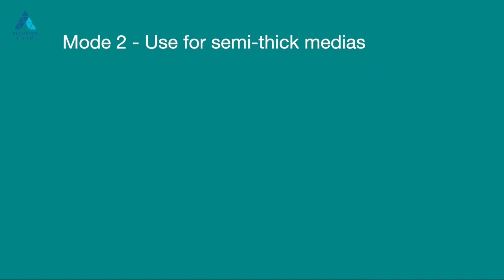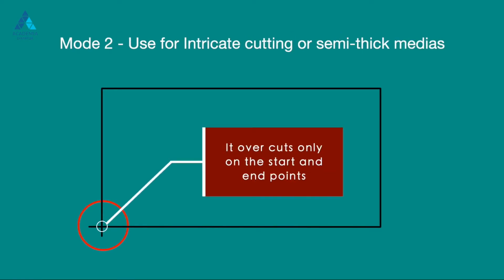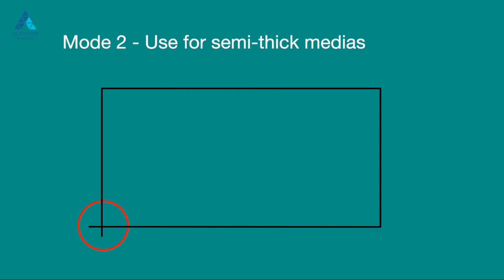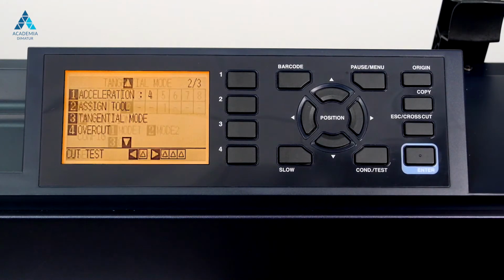Mode 2 is for semi-thick medias. It will cause the blade to lift at each corner, but only overcuts on the corner of the start and end point. For this demonstration, we will use Mode 2 because we are not cutting a thicker media. So we want it to lift up the blade to maneuver it at the corners, but don't necessarily need it to perform an overcut on each corner. As a note, when cutting intricate graphics on media that is perhaps more pliable, it may be best to use Mode 1. Once that is set, we can press Enter to accept the change.